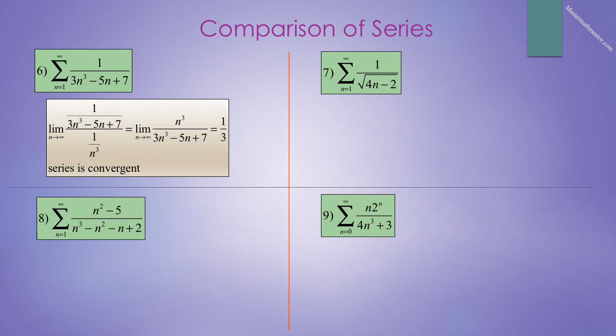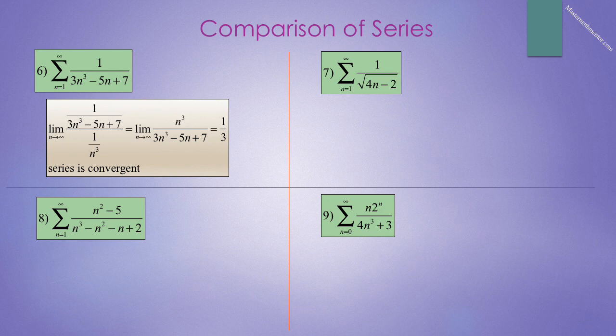6 reads summation n equals 1 to infinity, 1 over 3n to the third minus 5n plus 7. We would like our benchmark series to be one that when we flip it, we will get cancellation with the highest power term. So we will use 1 over n to the third, which is a convergent p-series.